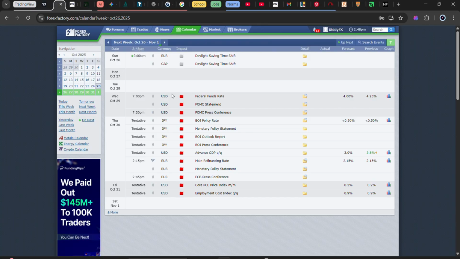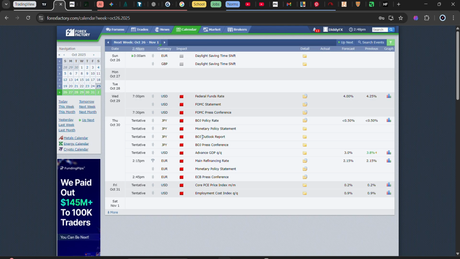So first things first, let's look at the economic calendar. As I said, this week is huge. The two biggest events are the US FOMC rate decision, which is happening on Wednesday, as you can see here. And also we have the Bank of Japan, the BoJ. They also have their rate decision, which is happening on Thursday. So that being said, we should expect a lot of volatility in the market, so I'll be trading very carefully, especially around these times.